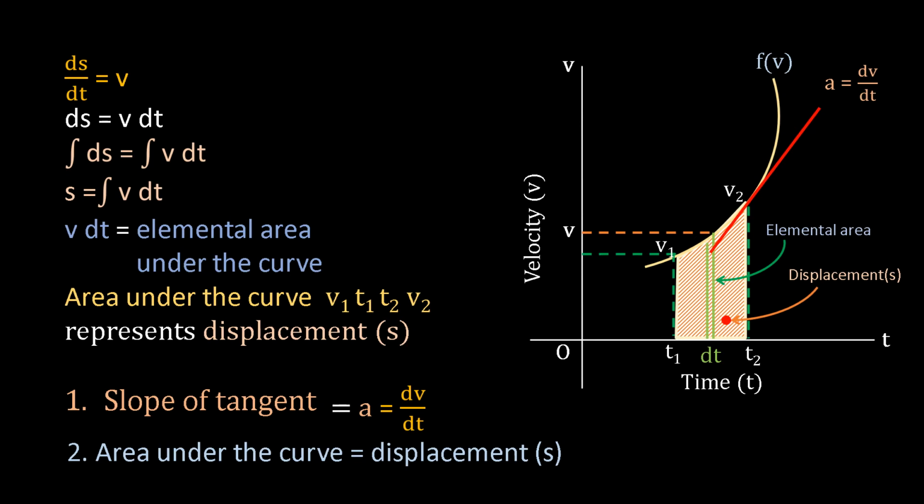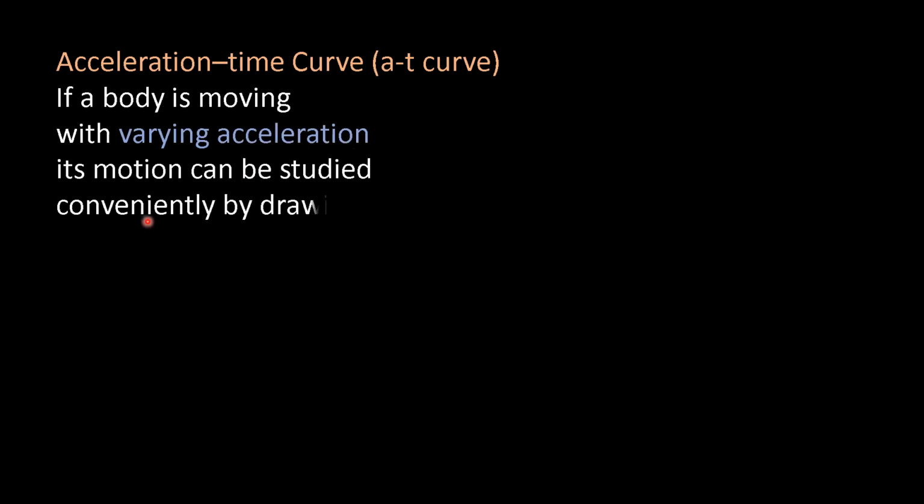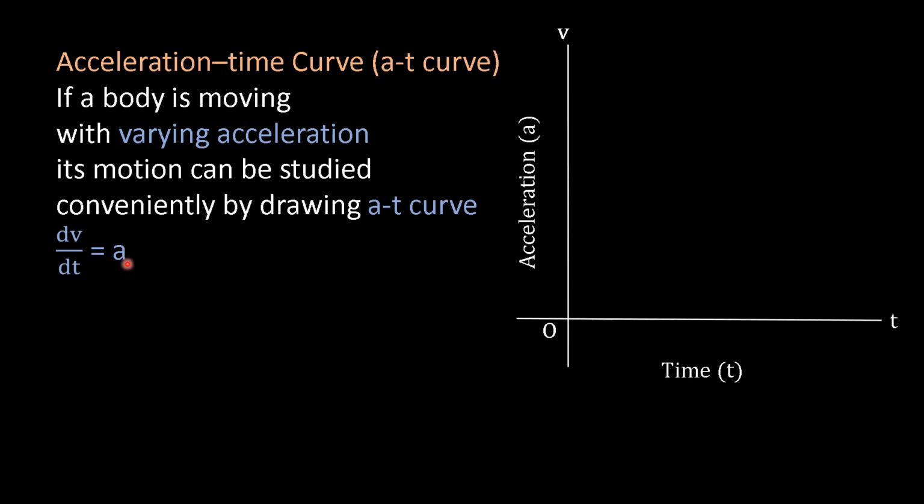Let's understand acceleration time or AT curve. If a body is moving with varying acceleration, its motion can be studied conveniently by drawing an AT curve. We know that dv by dt equals a. So this is the acceleration curve, that is dv by dt.